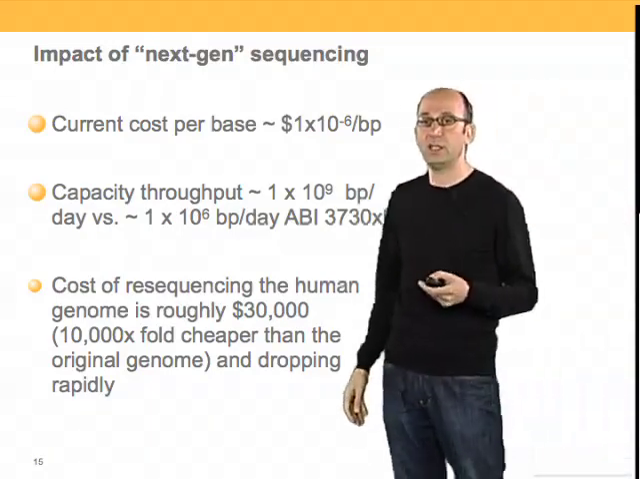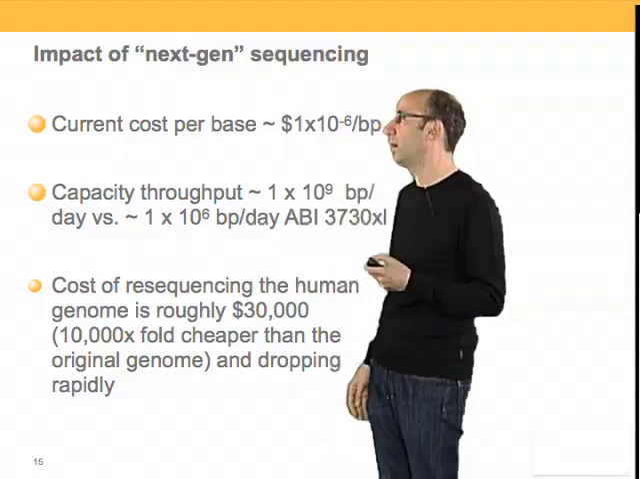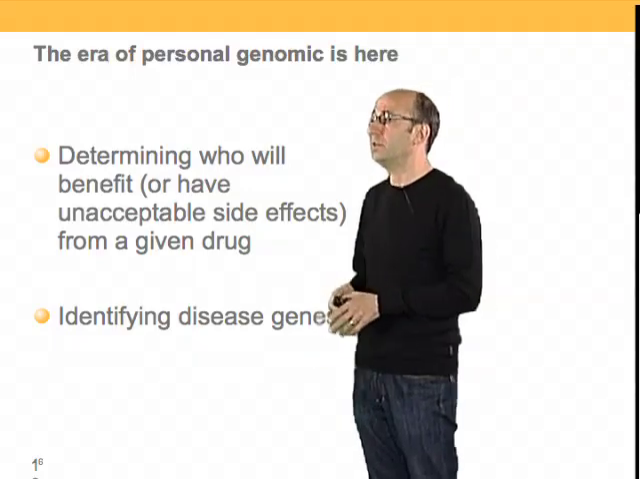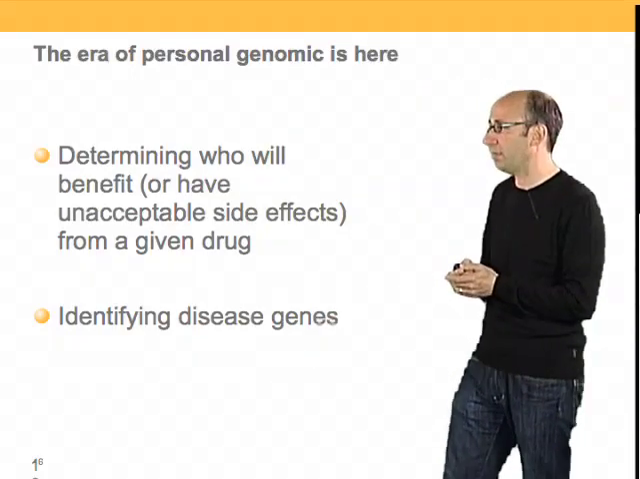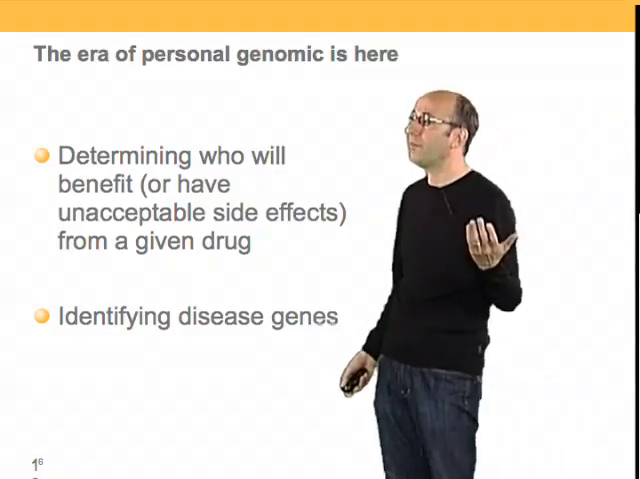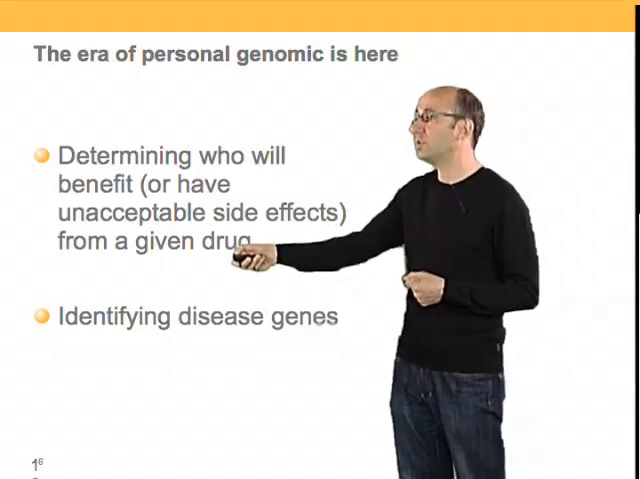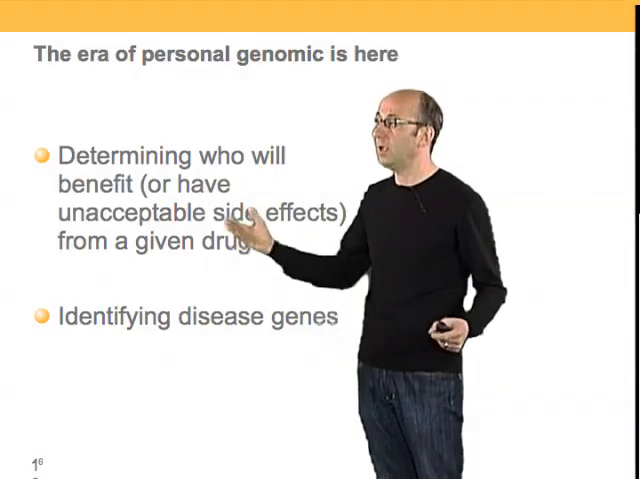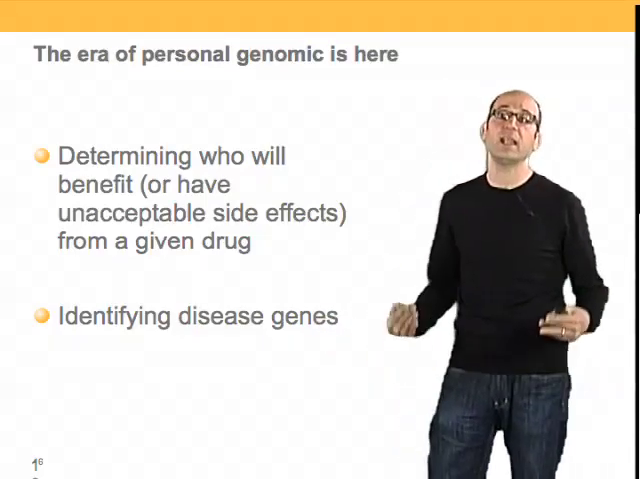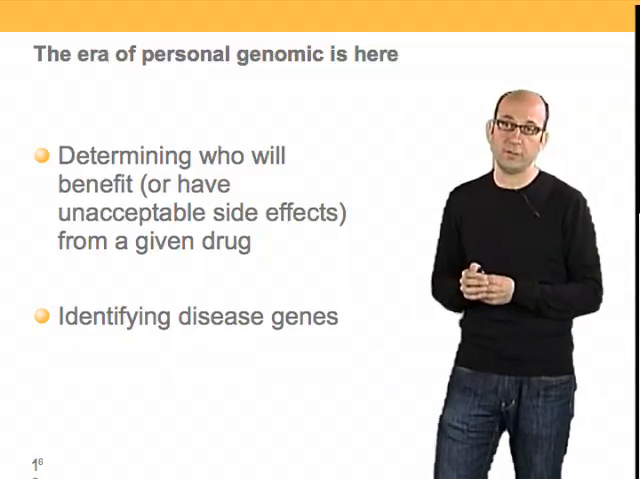And what this really does is usher in a whole new era of personal genomics. Just two obvious benefits of this will be trying to determine who will benefit or have unacceptable side effects from a given drug. And this hopefully will dramatically lower the cost of developing drugs and make them more effective, and allow us to give drugs to the patients who are most likely to benefit from them.